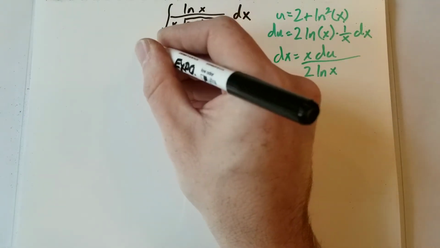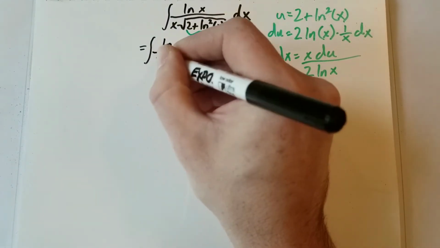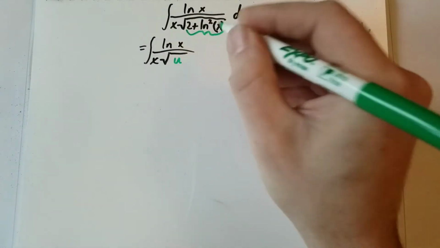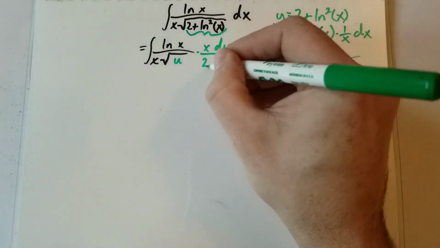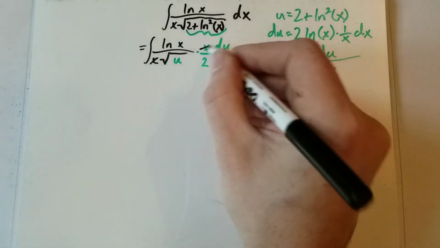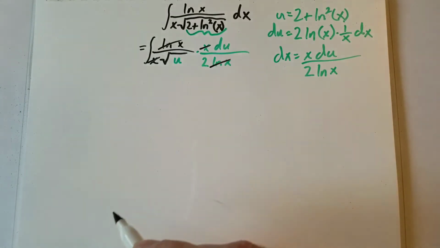So we've got this equals the integral of the natural log of x over x times the square root of u times x du over 2 natural log of x. Now at this point, the whole point of doing the u-substitution is to get some cancellation going. So we've got a couple things we can cancel out. We can get rid of this x and this x. We can get rid of the natural log of x here and here. And now that's pretty much all we can do as far as cancellation.